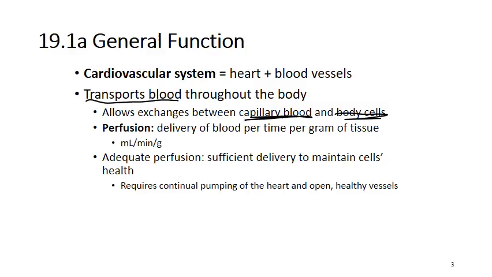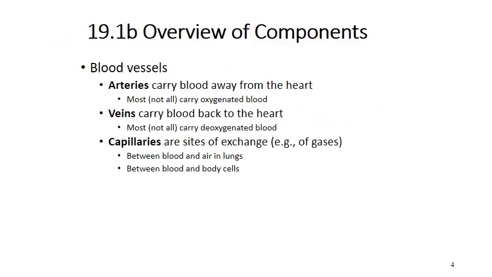So we want to go ahead and just highlight that or cover it up. And this just means the delivery of blood per time per gram of tissue. So an adequate amount of perfusion means that we have enough oxygen and nutrients getting to the cells to maintain their health, which of course is super vital. But this means that our body has to continually pump blood and go into those open and healthy vessels.